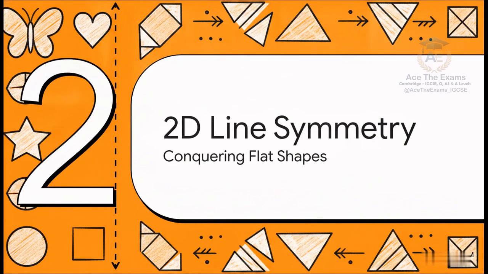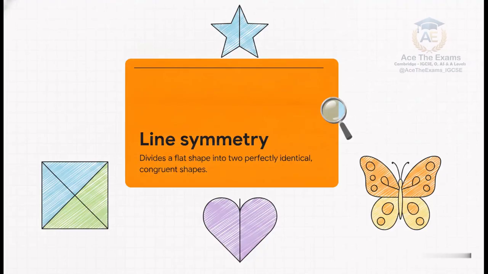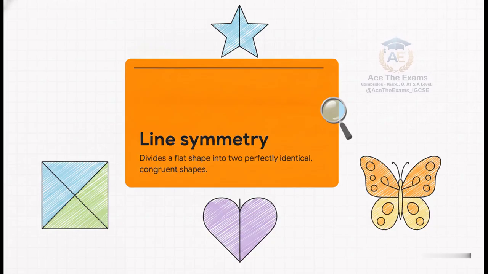Moving to Section 2. Mastering 2D line symmetry. We've got to conquer these flat shapes first, because this is literally the foundation for everything else we'll cover. So, by definition, a line of symmetry divides a two-dimensional, flat shape into two perfectly identical, congruent shapes. Now, I want to strongly emphasize that word for you, congruent. That is an absolutely vital Cambridge keyword.